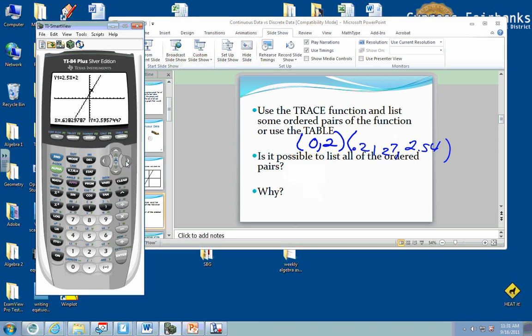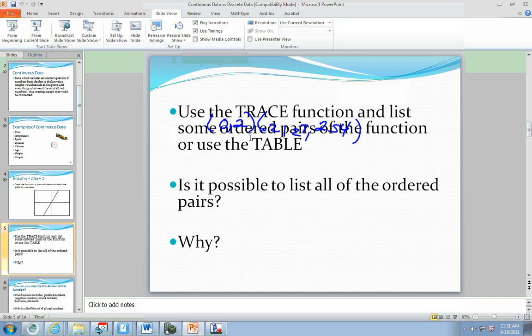Now it says, is it possible to list all the ordered pairs? Well, if I keep moving the arrow key, it's going to keep giving me numbers, and I can keep going and going and going. Those numbers will continue. If I told you that your assignment was to write those all down, would you be able to do it in a class period? No. We can't list all the possible ordered pairs. You can't list all the ordered pairs because that would take forever. It goes on forever and ever.